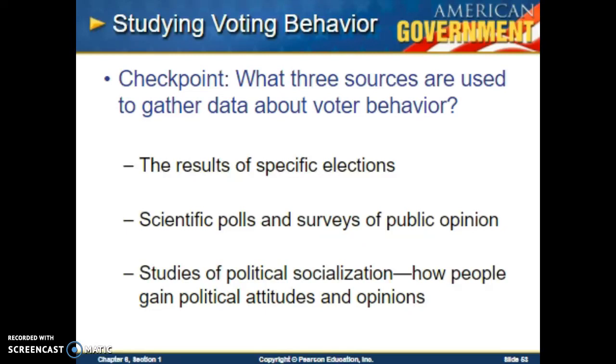What three sources are used to gather data about voter behavior? The results of specific elections, scientific polls and surveys of public opinion, and studies of political socialization, and this is just how people gain political attitudes and opinions. As far as scientific polls and surveys of public opinion, the polling of scientifically determined cross-sections of the population is the method by which public opinion is most often identified and measured. The Gallup organization conducts perhaps the best known of these polls today. As far as political socialization, this involves all of the experiences and relationships that lead people to see the political process and to act in it as they do.